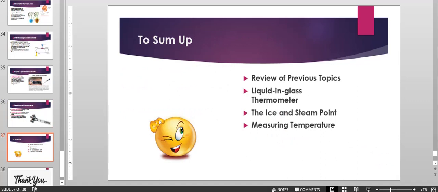So students, this was all about our today's lecture. To sum up, today we have discussed a review of the previous topics, then liquid and glass thermometer, the ice and the steam point, and in the end we have discussed certain temperature measuring devices.